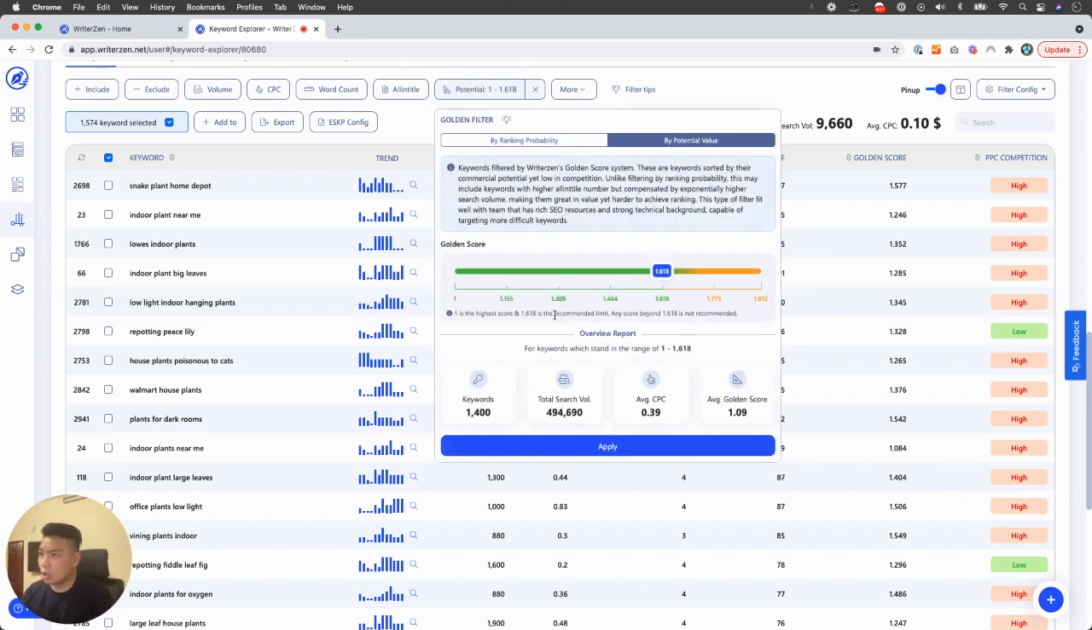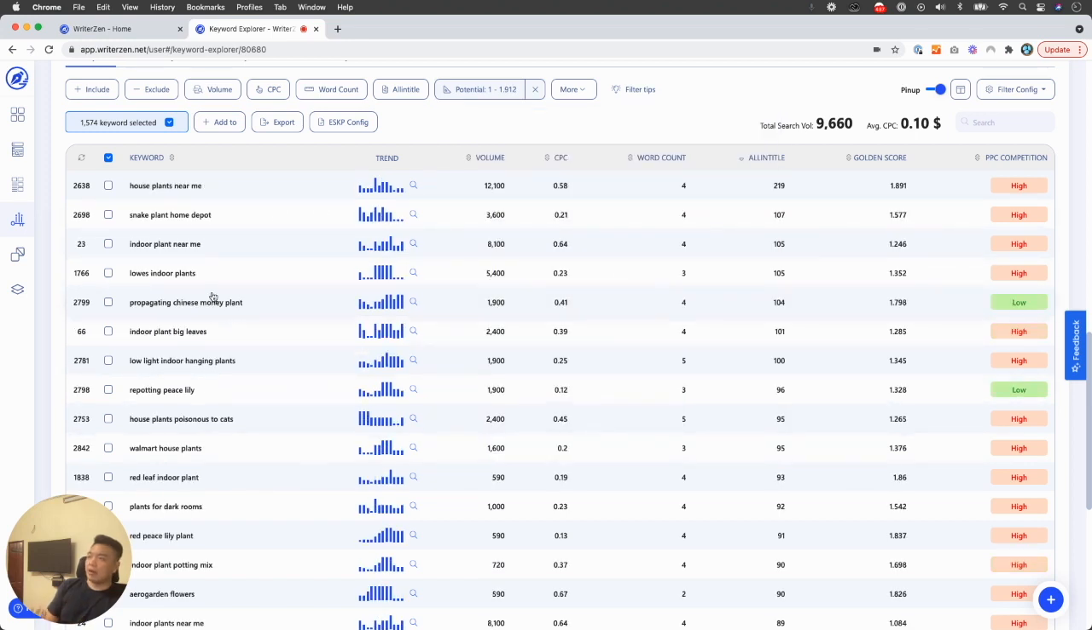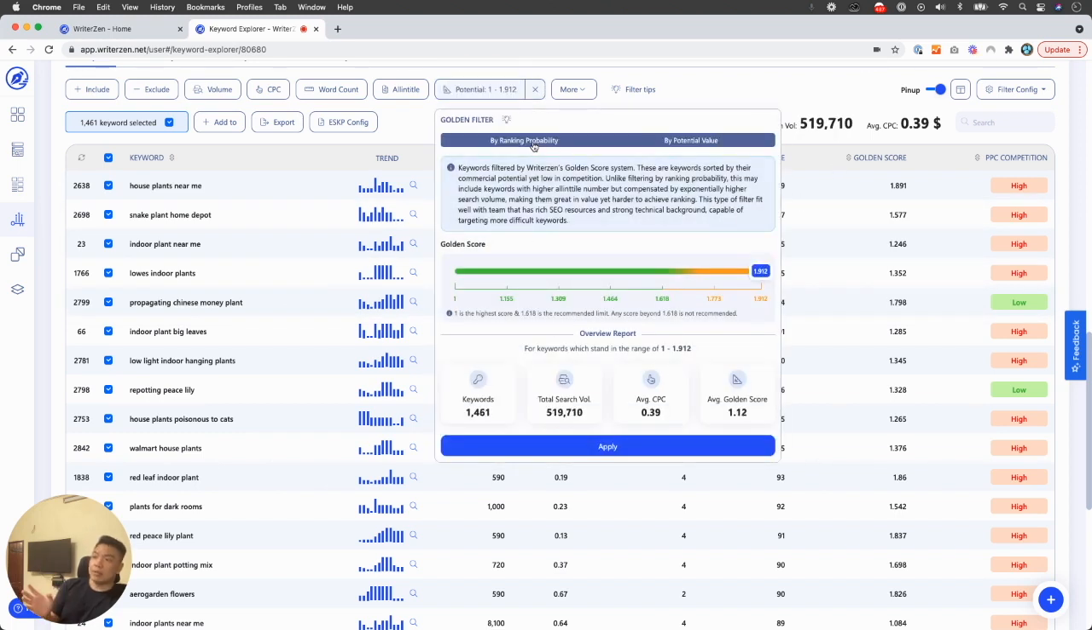So essentially, the stronger your team is, the more you can scroll this all upward, right? Well, in our tool, we go all the way to 1.912. All right, you click add on another 61 keywords, so not much different. But as you can see, you can now filter by both ranking probability and by potential value, right?